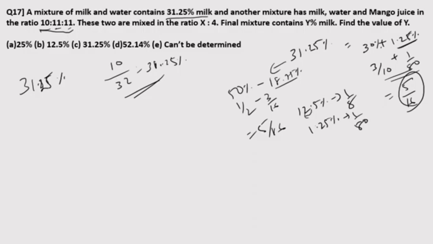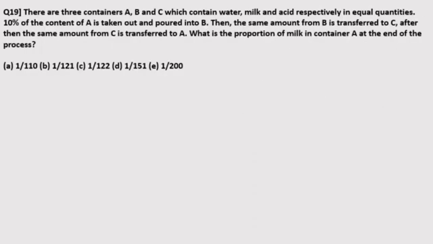Now they are mixed in the ratio x is to 4. In the first mixture milk is 31.25%, in the second mixture milk is 31.25%, so in the final mixture also milk will remain 31.25%. So option C. Okay, let's move to the next question.